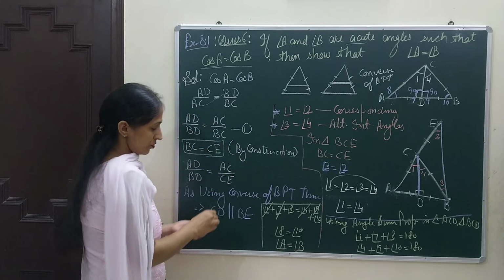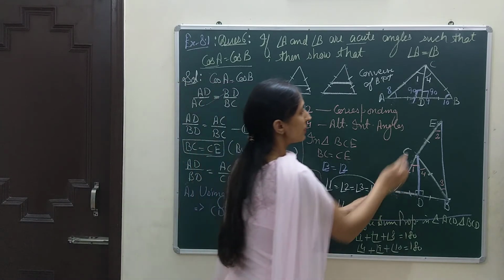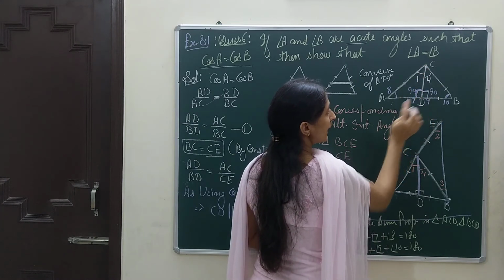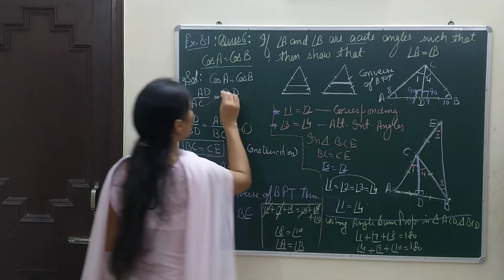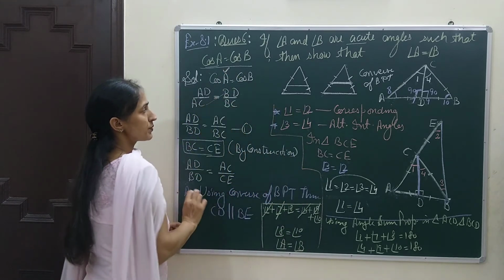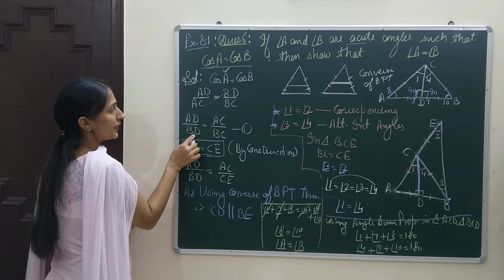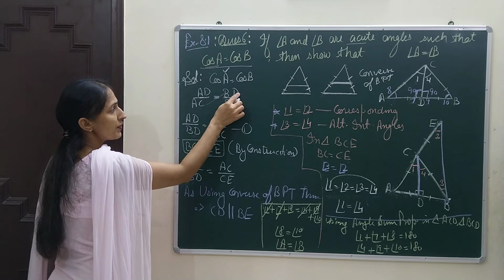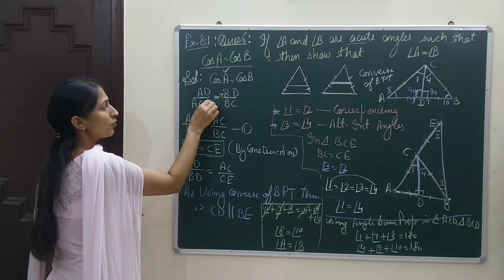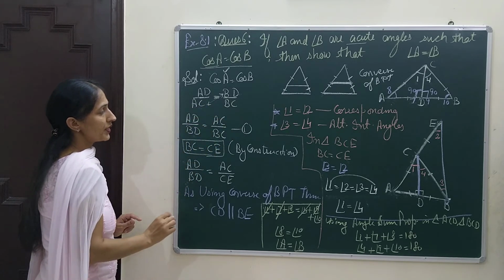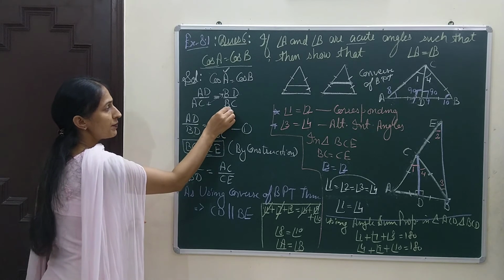So what we have done in this question: first of all, we drew a perpendicular so that we get a right angle triangle, and we can get the value of cos A and cos B here. After that we brought this BD into the denominator, and AC is replaced in the place of BD. That means these two are interchanged, and we get the result AD by BD. On the other side we had BC.